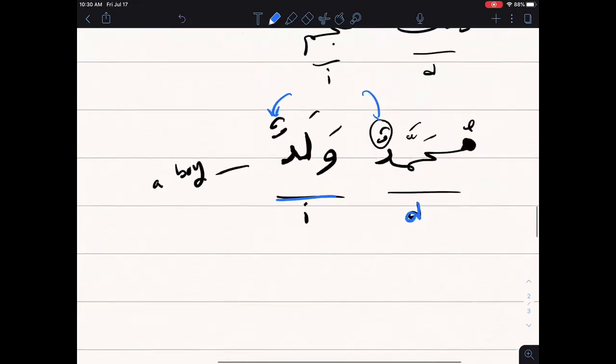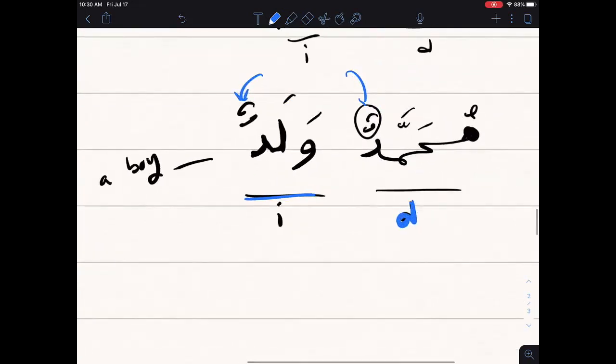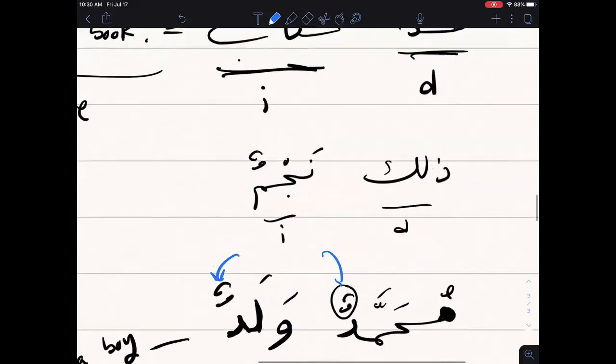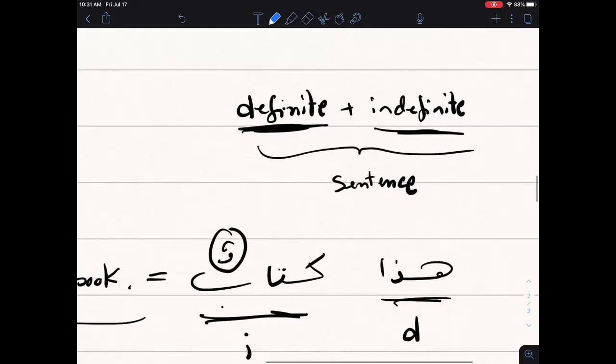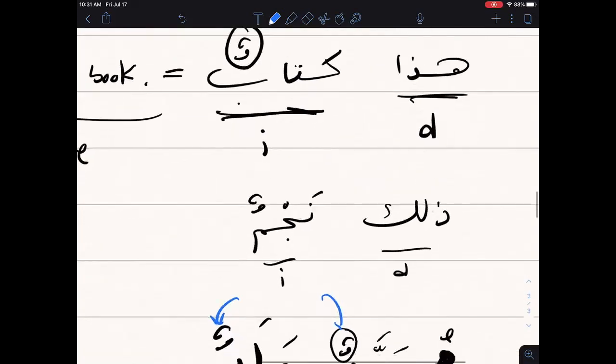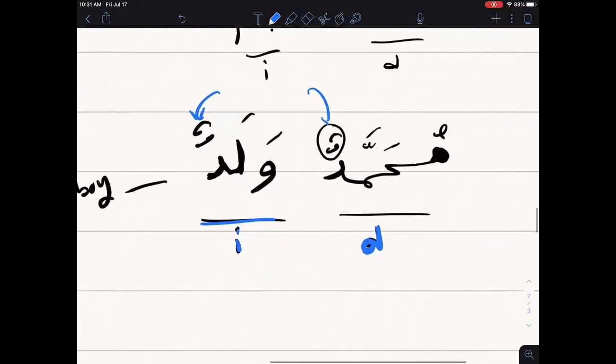What did we say when we have definite and then indefinite? What happens? It becomes a sentence. If the first noun is definite and the second noun is indefinite, it becomes a sentence. So Muhammad is definite and the second one is indefinite. The answer is Muhammad is a boy.